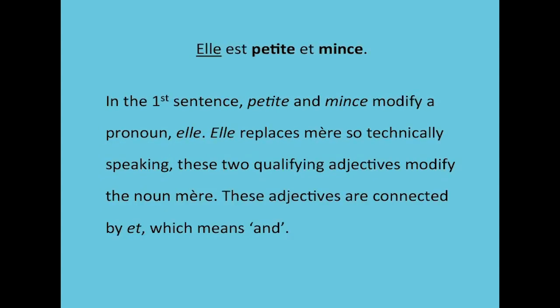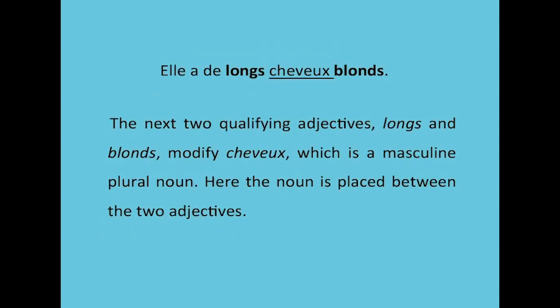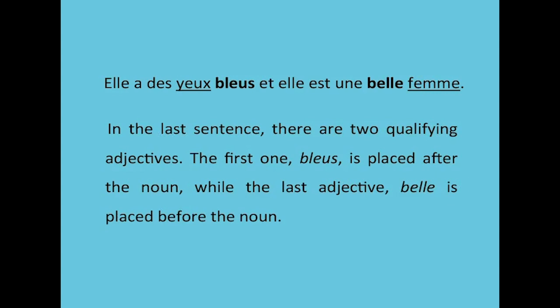In the first sentence, petite and mince modify a pronoun elle. Elle replaces mère, so technically speaking, these 2 qualifying adjectives modify the noun mère. These adjectives are connected by et, which means and. The next two qualifying adjectives, long and blond, modify cheveux, which is a masculine plural noun. Here the noun is placed between the two adjectives. In the last sentence, there are two qualifying adjectives. The first one, bleu, is placed after the noun, while the last adjective, belle, is placed before the noun.